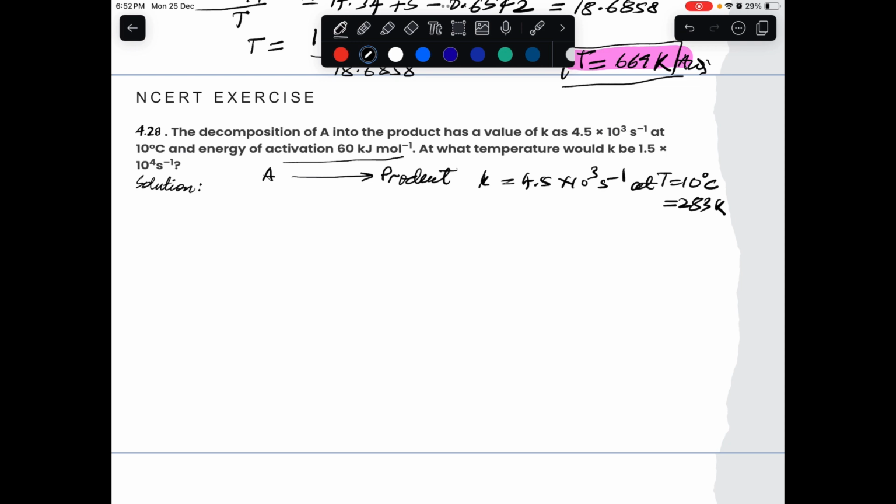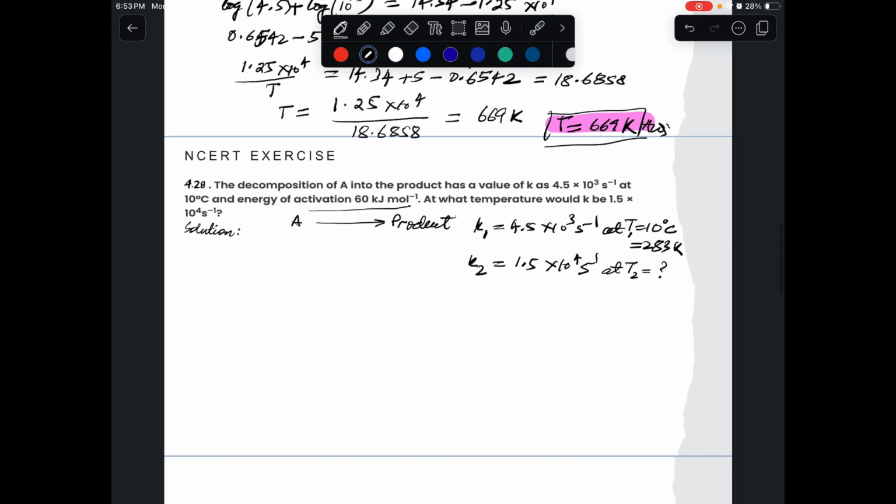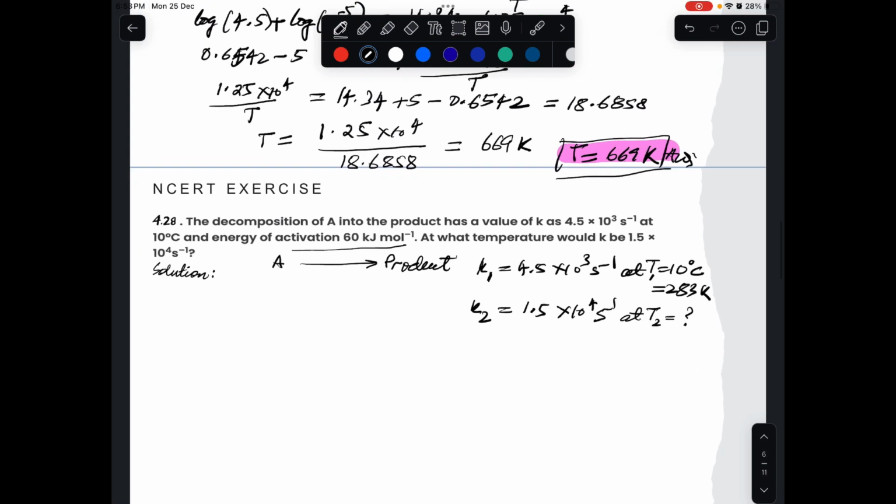Suppose we take this initial K as K1, and the initial temperature for this case as T1. Now the second K value which is given to you is 1.5 into 10 raised to the power 4 per second at a temperature which we will suppose as T2, and this value we have to find out. So we will be writing the Arrhenius equation.